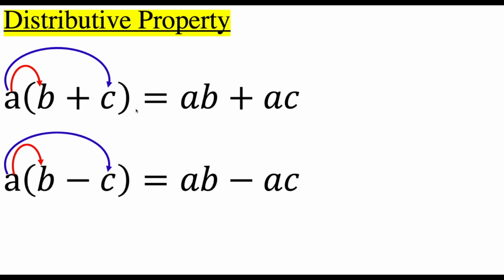Now it works also with subtraction. So A parentheses B minus C, same idea. A times B, A times B. We have a subtraction sign, and then A times C, so minus AC. And now we're going to do some concrete problems, but that's kind of the idea behind the distributive property.